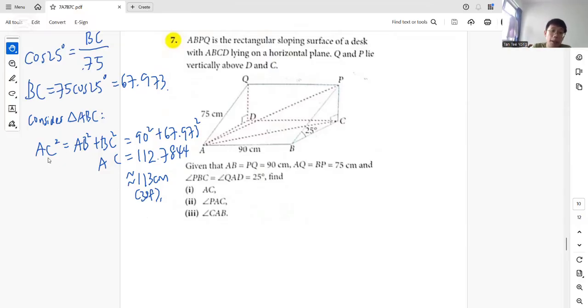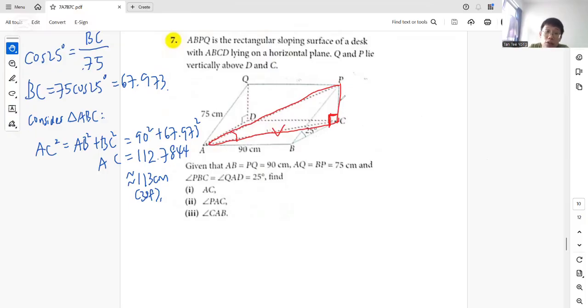All right, so part two, find angle PAC. So PAC is here, as you can see. PC is a vertical height, relative to AC. So that means this is a right angle triangle, the whole thing is a right angle triangle. To find angle PAC, because we found AC already, we need to find this angle, so we need the height.